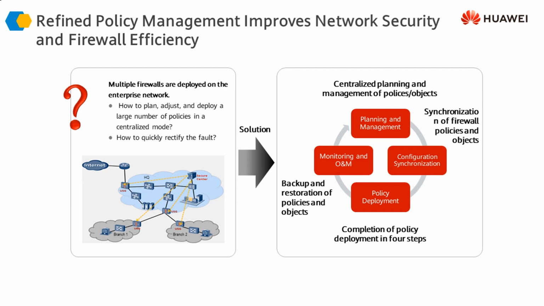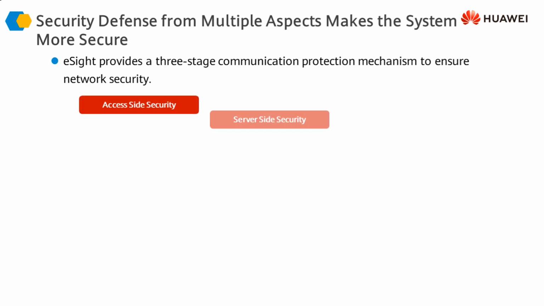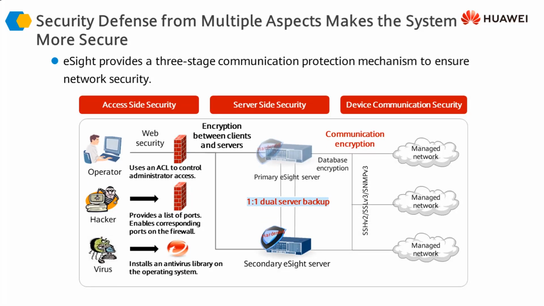And as I said, it not only provides security to the IT infrastructure, but the solution itself is a secure solution. It provides 3 levels of security: access side security, server side security, and device communication security. The administrators who are accessing the eSite NMS, we can control their access by using an access list, defining which users can access the NMS and which users cannot. Then the data residing on the eSite servers is in the form of encrypted data. The database is encrypted, which means that the data itself is secure.